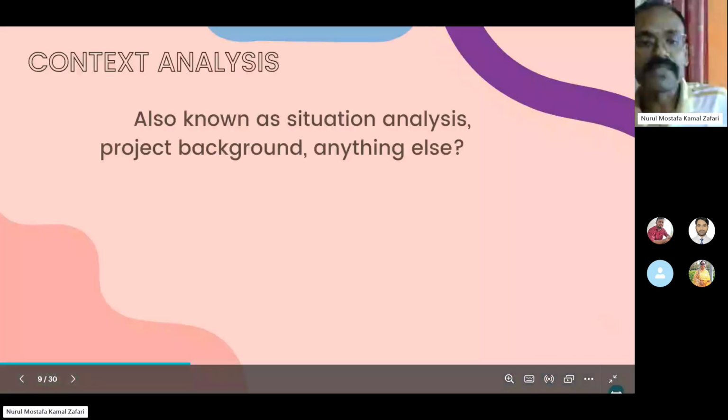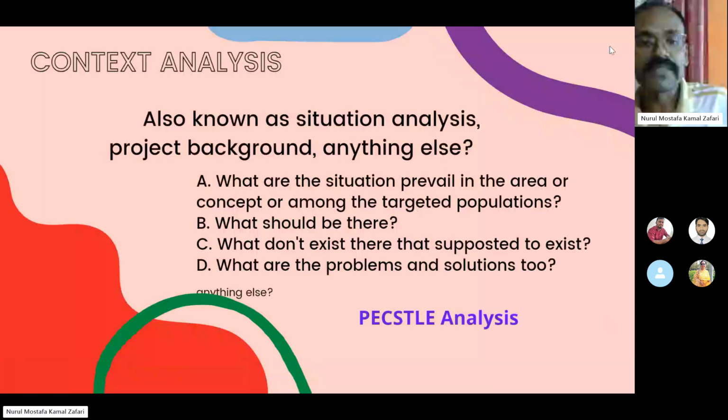Then it's very common, the context analysis. You will see it now and then in almost all the project proposals, you will see a context analysis.